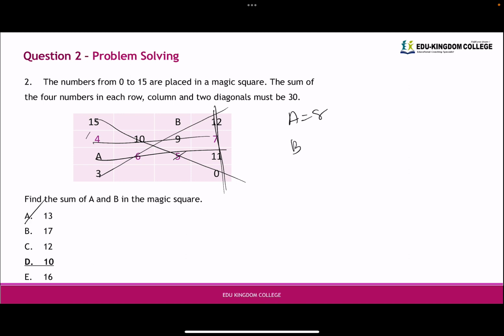B has to be 9 for part B, can't be true because we already have 9. B has to be 4 for C, which can't be true because we've already used it. And then B has to be 8 for E, but that can't be true because A is equal to 8. So the correct answer has to be D. B has to equal 2. Does that work? Yes, it does. We haven't used it yet.